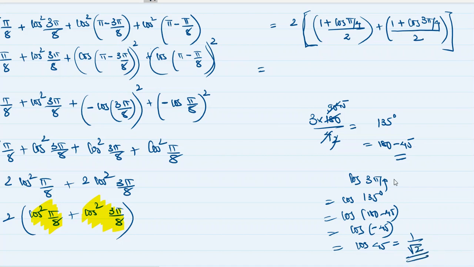So we found out that cos of 3 pi by 4 is 1 by root 2, and cos pi by 4, what is pi by 4? Pi by 4 is 45, that is also 1 by root 2, correct? So we got the value of cos pi by 4 as 1 by root 2, and cos 3 pi by 4 as 1 by root 2.